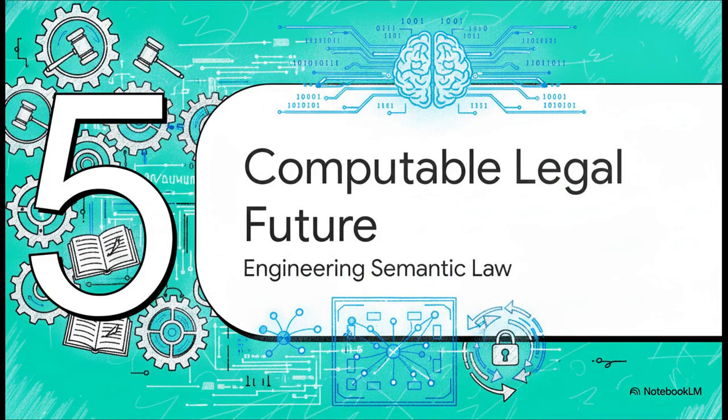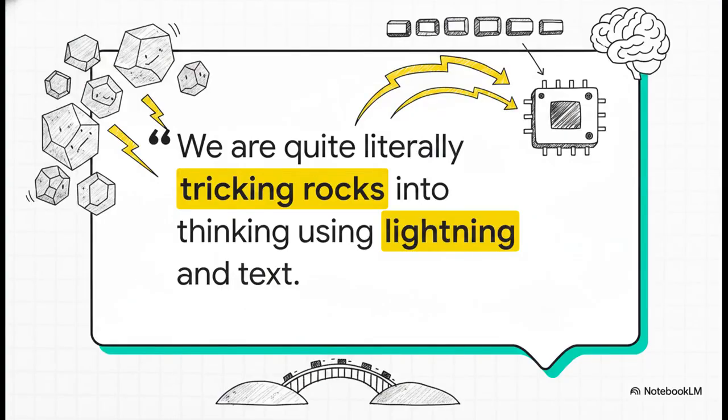Finally, Section 5, our computable legal future. So why does engineering this level of precision matter so much? Well, I absolutely love the poetic reality of this quote from the source material. We are quite literally tricking rocks into thinking using lightning and text. There is no magic ghost in the machine. A computer doesn't comprehend a legal contract, it just processes data. The machine is literally just a deterministic bridge executing our structured text. The actual spark of intent, that always belongs to the human.